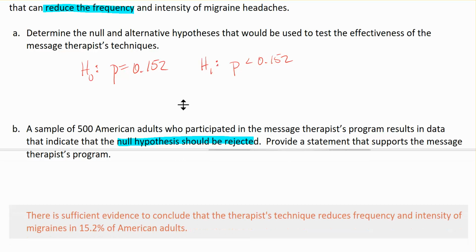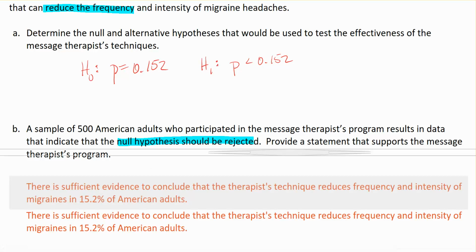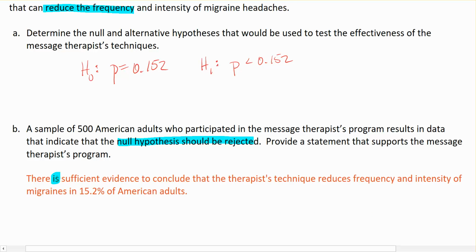So the way that we're going to look at that is this: there is sufficient evidence to conclude that the therapist's technique reduces the frequency and intensity of the migraines in 15.2% of the American adults. So if we reject the null, then what are we doing? We are saying that the alternative was true. If we reject the null, then we're saying that the alternative was true here. And we state that by saying there is sufficient evidence supporting the alternative.